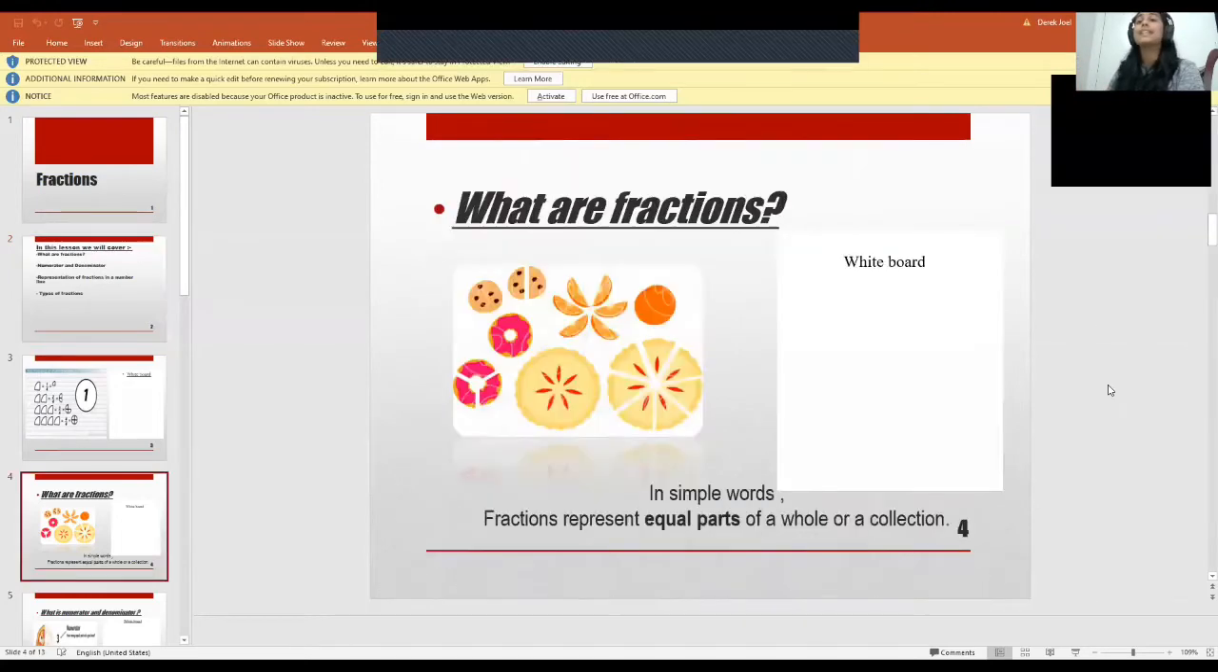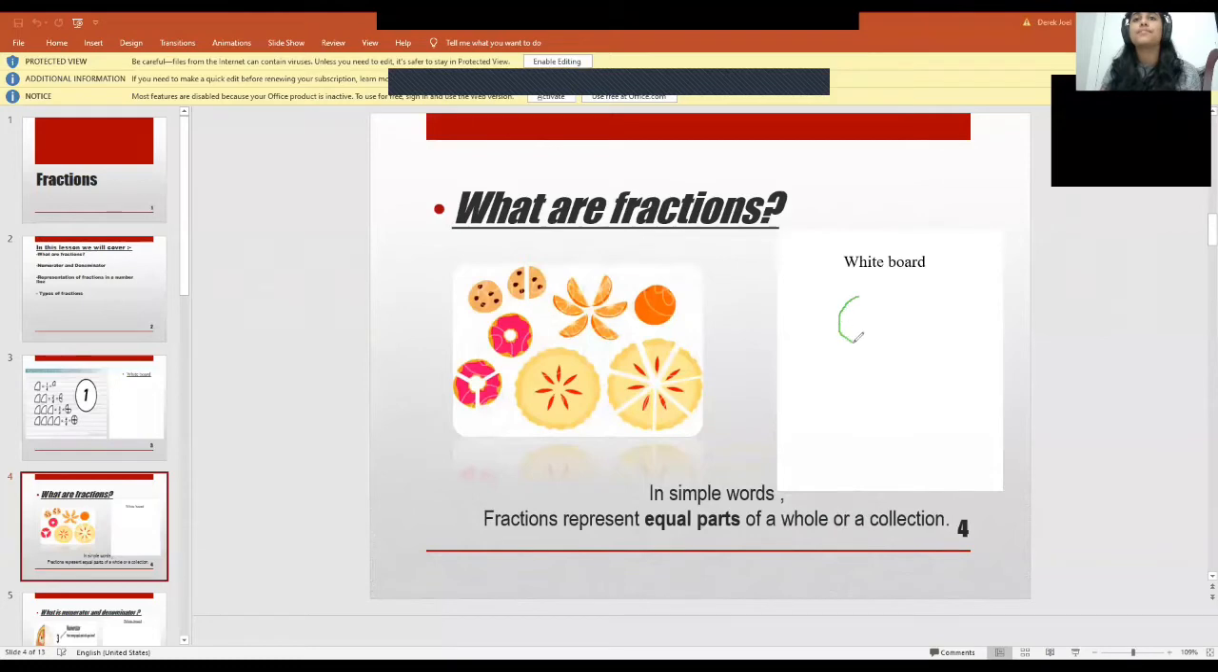Now before I define what fractions are, let's take an example. I wanted to draw an orange, but it became green, so let it be a green orange. Now in your family, you have your father, your mother, and in case you have a sister, and you. All of them are hungry and you have only one orange.